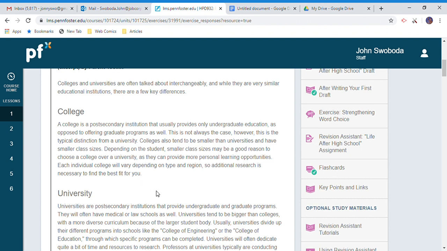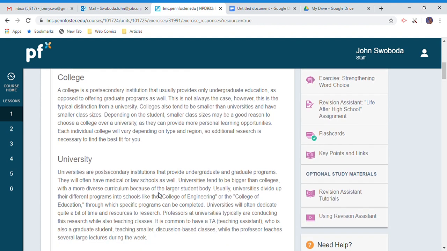A college is a post-secondary institution that usually provides only undergraduate education, as opposed to offering graduate programs as well. Again, let me define. Undergraduate means like a bachelor's degree. Graduate program means a master's degree or higher. This is not always the case, however. This is the typical distinction from a university.